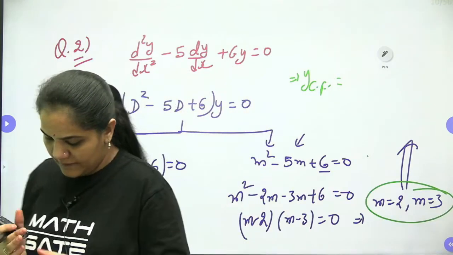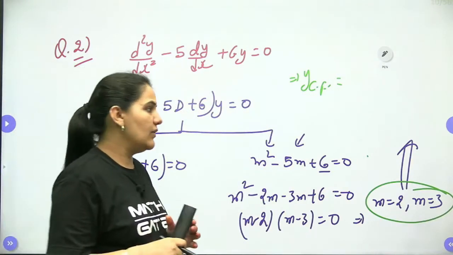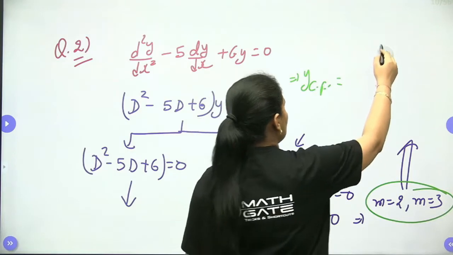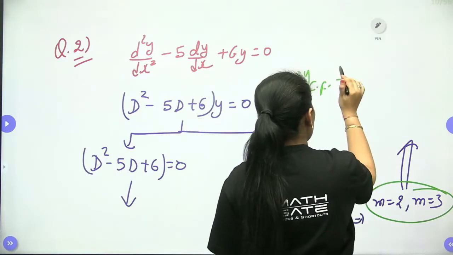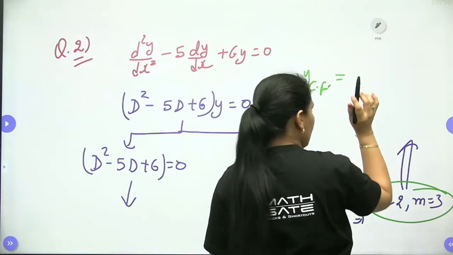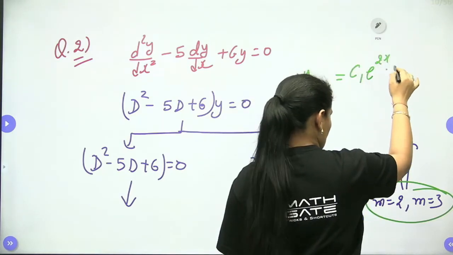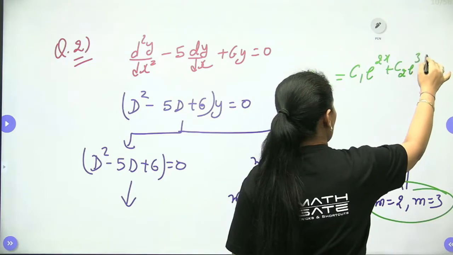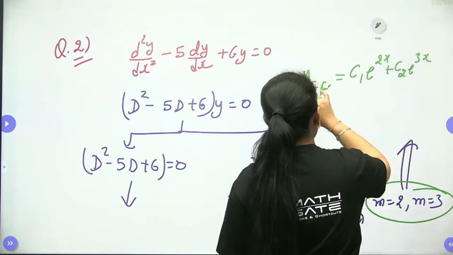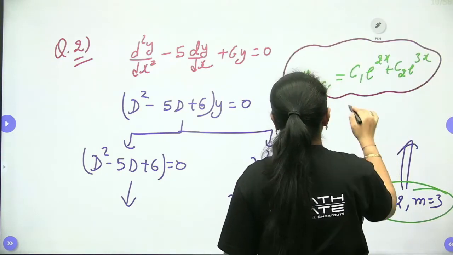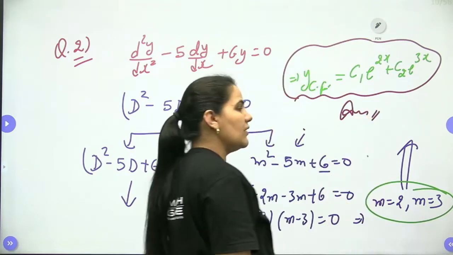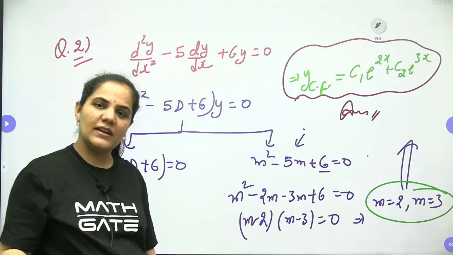So you can say the roots are real and different. So we can approach the CF according to the formula, which is exactly for when the roots are real and different. So it will be C1 e to the power 2x plus C2 e to the power 3x. It will be your final answer. Is it clear, guys? So easily we can approach the things.